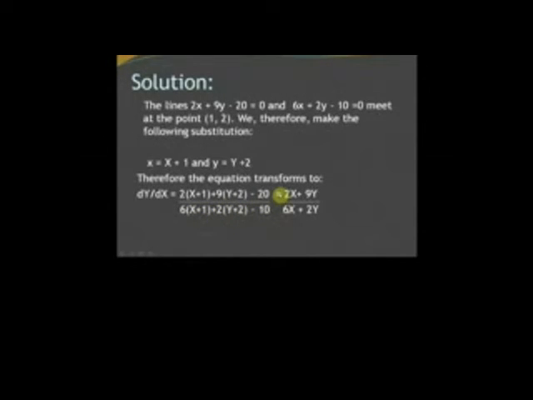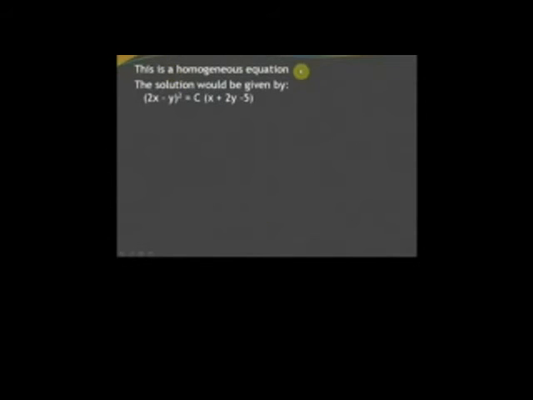So this would be equal to 2x plus 9y divided by 6x plus 2y. So dy by dx, that is d of capital Y by d of capital X, is equal to 2 times capital X plus 9 times capital Y divided by 6 times capital X plus 2 times capital Y. Now this is a homogeneous equation, and when you solve it you will get the solution as (2x minus y) whole square equal to c times (x plus 2y minus 5). Thus very easily we have solved this equation.